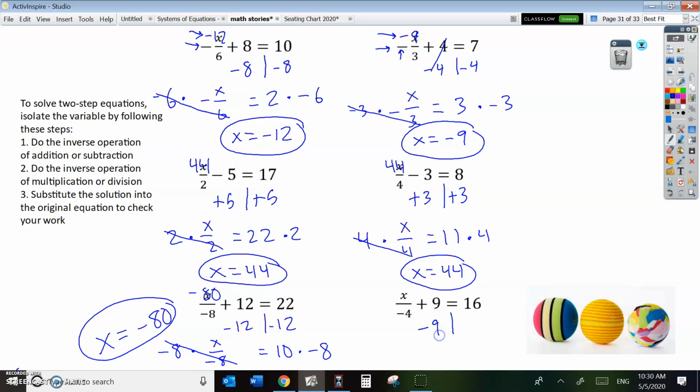Subtract 9 on both sides. X over negative 4 is 7. Multiply by negative 4 on both sides. These cancel. X equals negative 28. Substitute negative 28 in here. Negative 28 divided by negative 4 is positive 7. 7 plus 9 is 16.